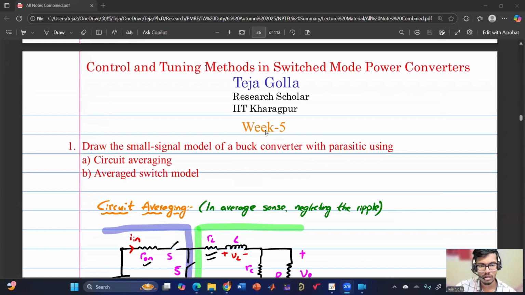So any doubts in week 4? Week 4 was more about variable frequency modulation techniques as well as light load modulation techniques, and how variable frequency can further improve the efficiency at light load conditions.